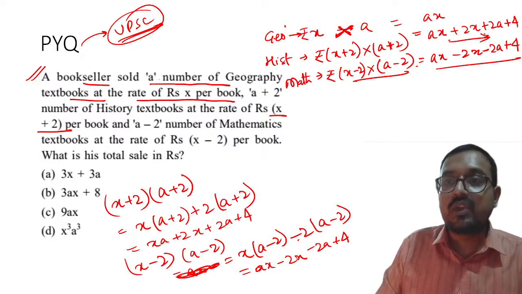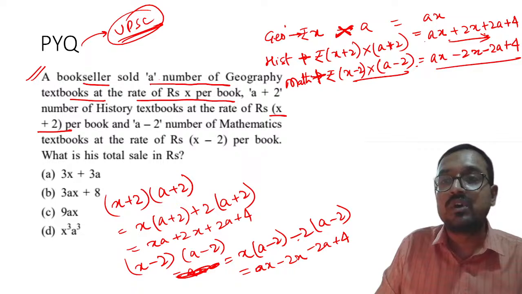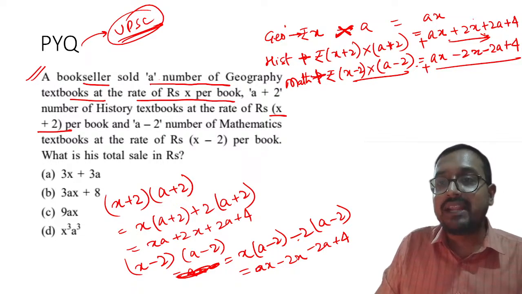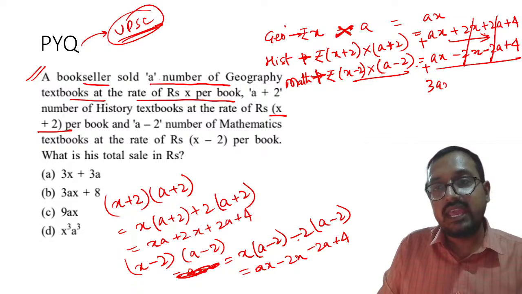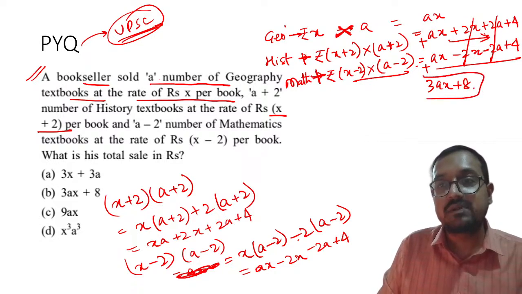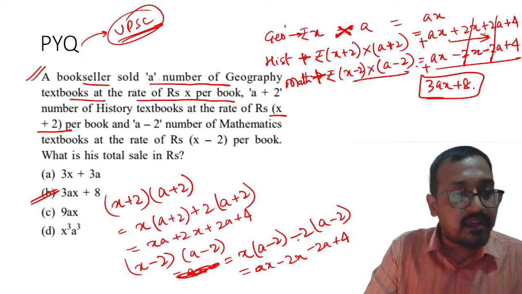So my dear students, if you add all these to find the total revenue, please remember what will happen. Minus 2x plus 2x cancel out. This will be 3ax plus 8, 3ax plus 8. Understood? So B will be the correct answer. B will be the correct answer.